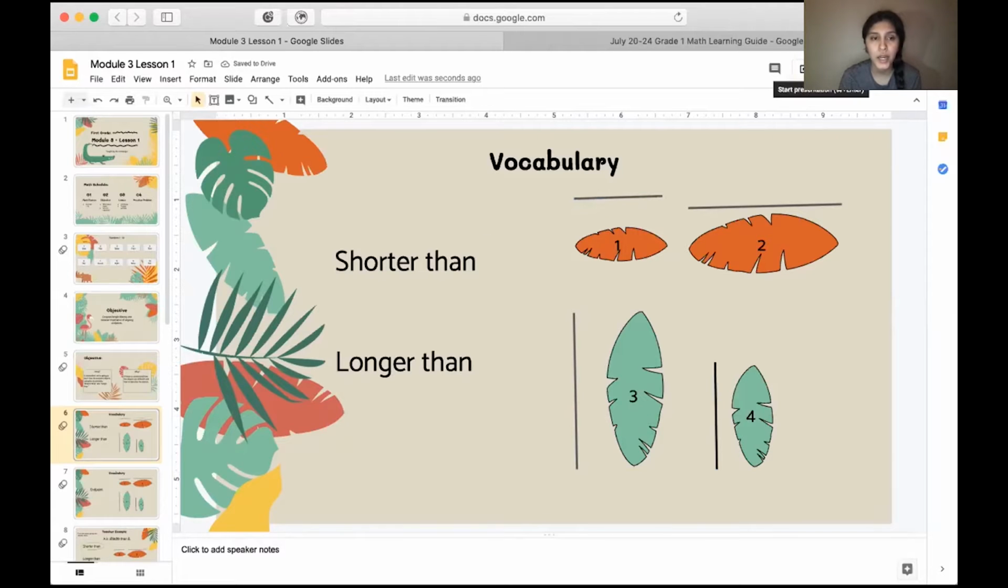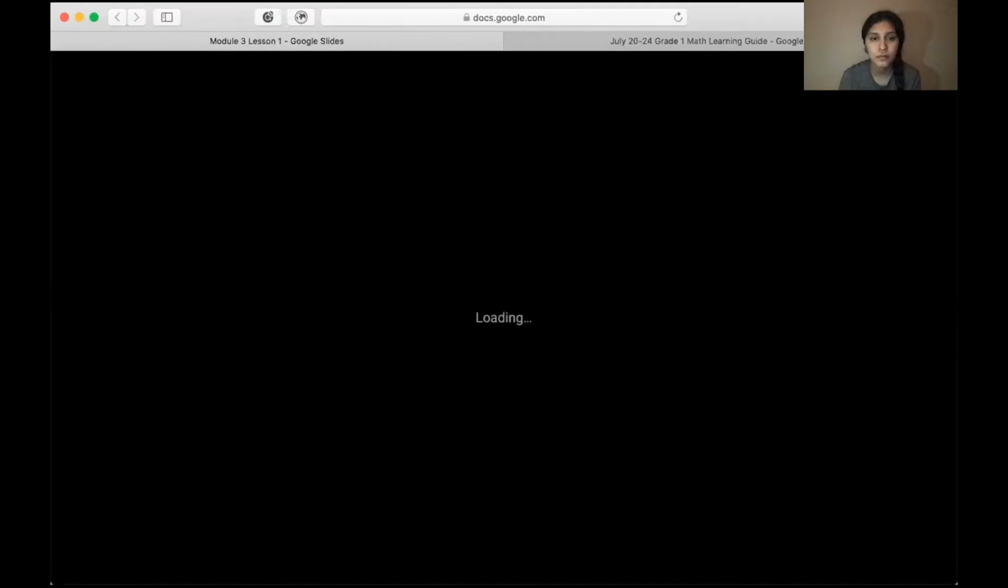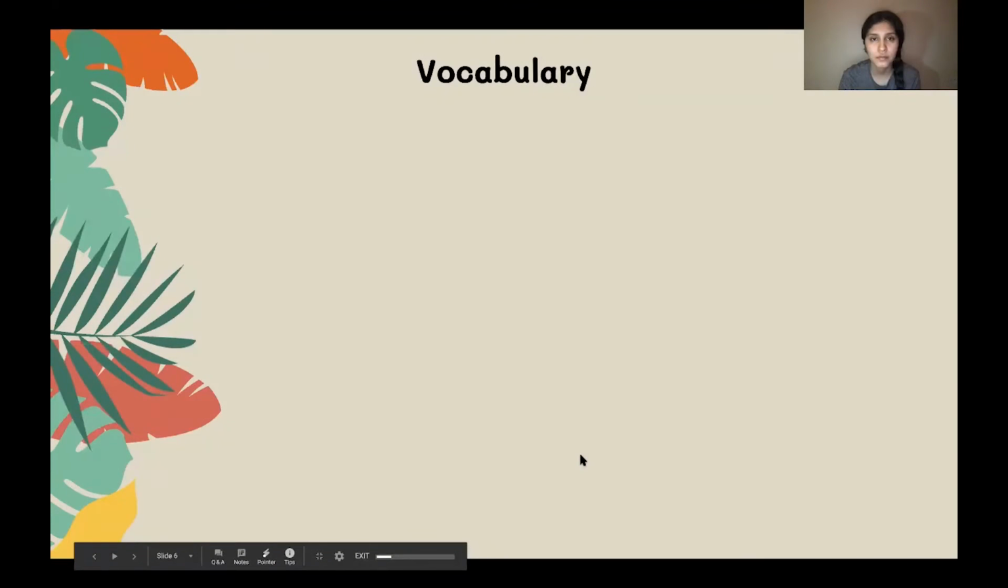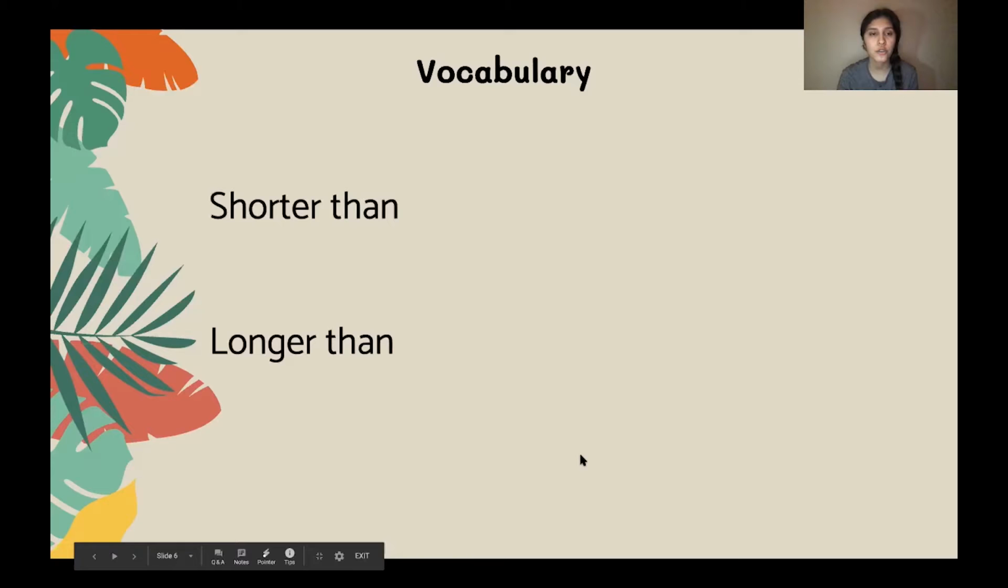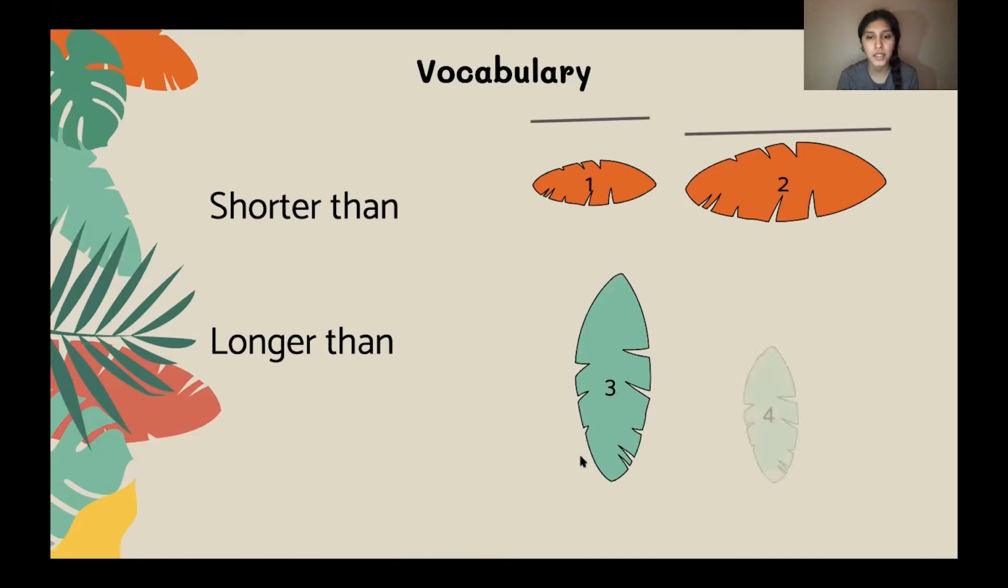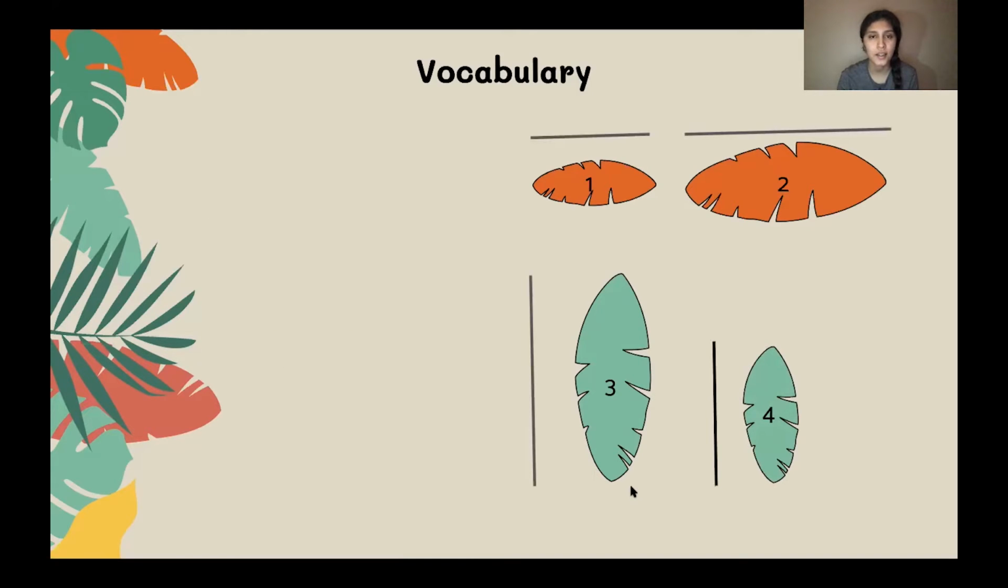Now let's go ahead and do the next one. Okay, so we did shorter than and we did longer than. And we compared these leaves. Let's see our next vocabulary word. Our next one is endpoint.